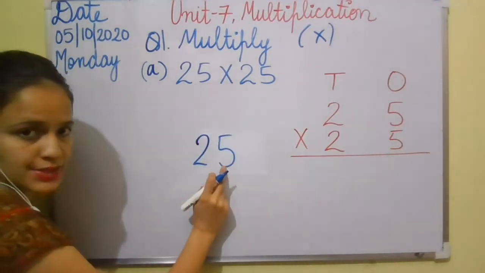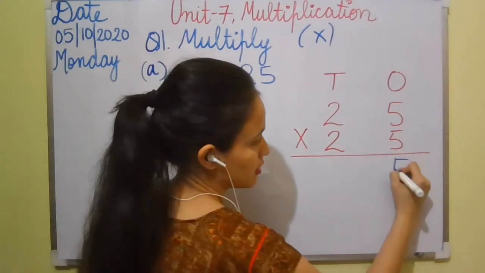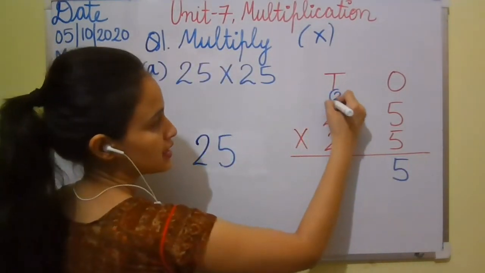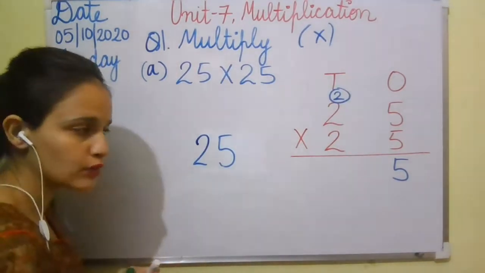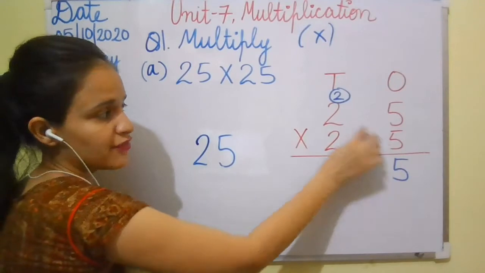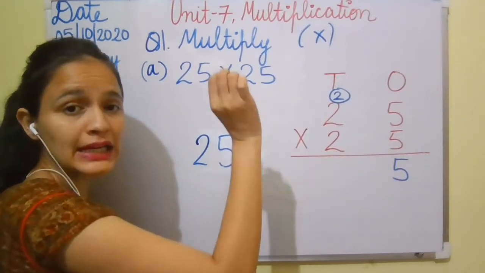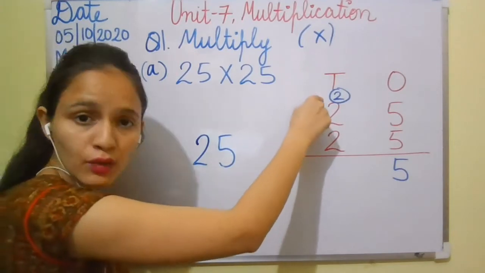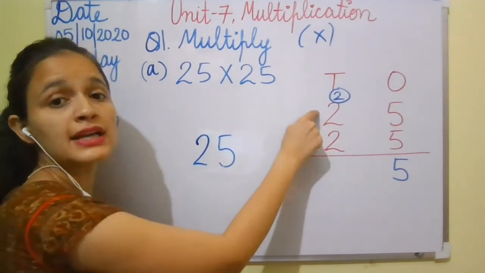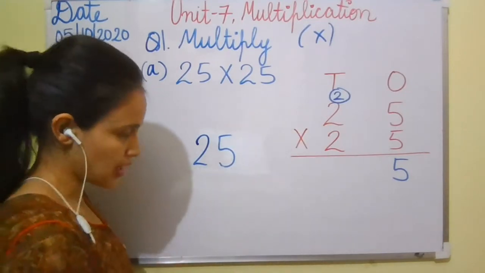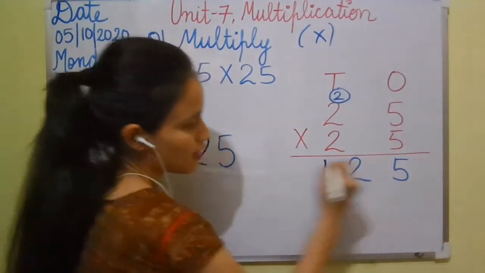25, and 5 is in ones. So 5 will stay here and 2 will go up as a carryover. Now 5 will be multiplied to 2. 5 2s are 10, but 10 is not the answer. We are going to add the carryover. So 5 2s are 10, 10 plus 2, 12. Exactly. So the answer here is 12.